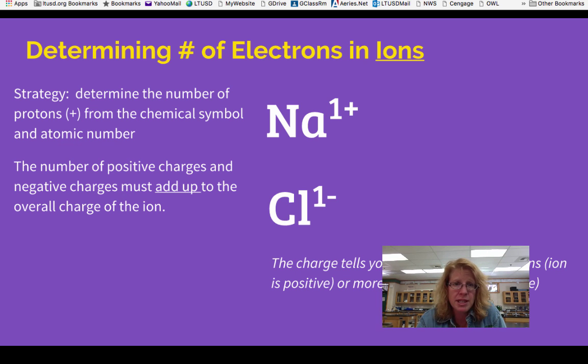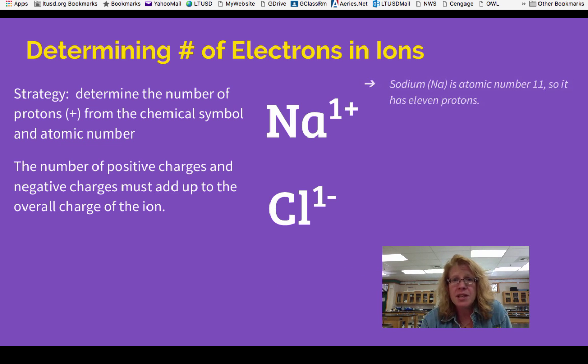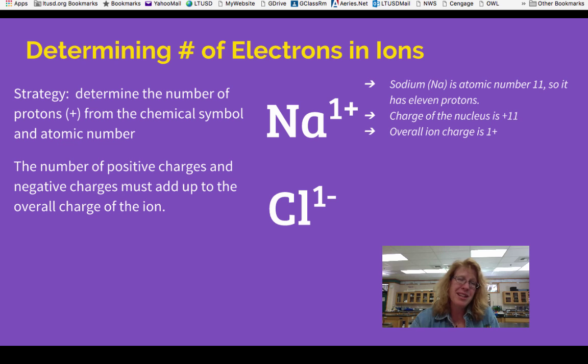So let's take a closer look at an example of how to work these out. So we're going to decode these two. Sodium 1+. So how many protons do you have, how many electrons do you have, and how do you figure it out? Here's how I walk through this process. The first thing I do is go, all right, it's sodium. Sodium has atomic number 11, so it must have 11 protons, therefore its charge is +11 just due to those protons. The next part is, I know that the ion's charge is +1.